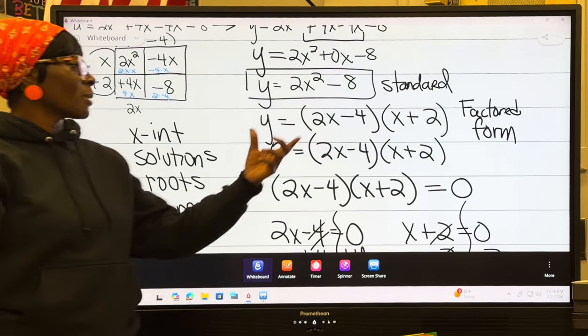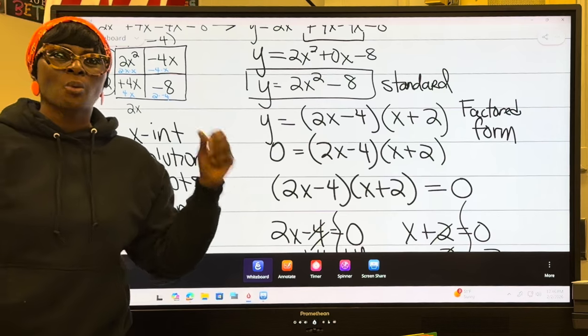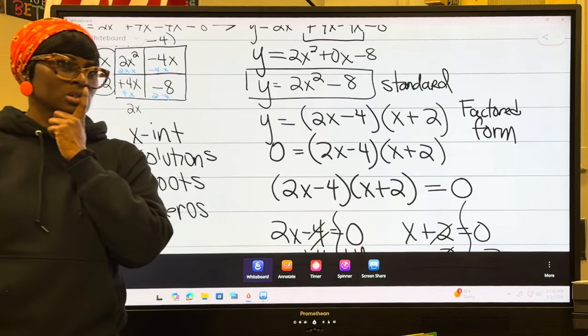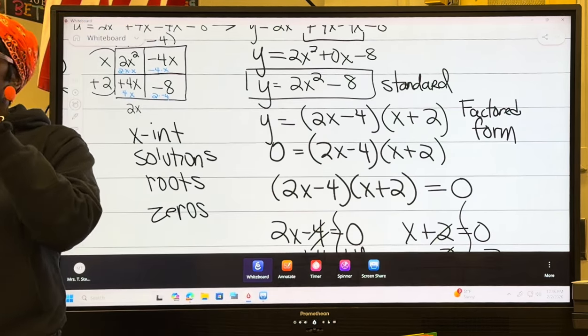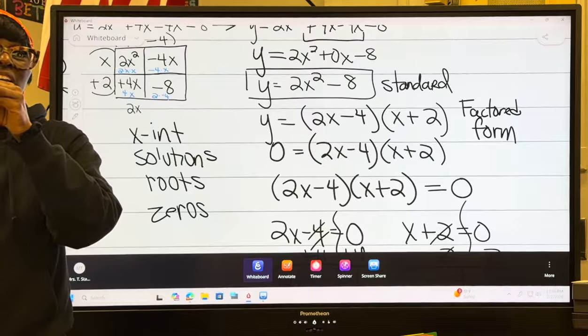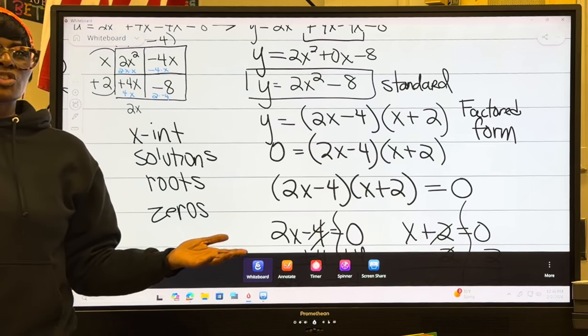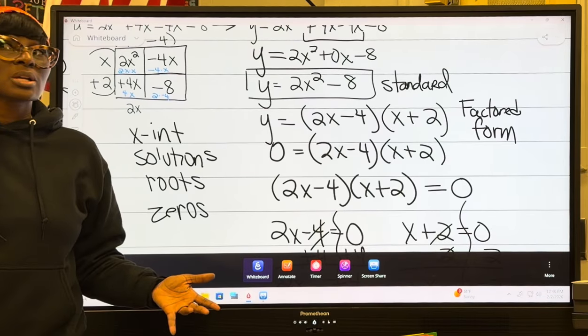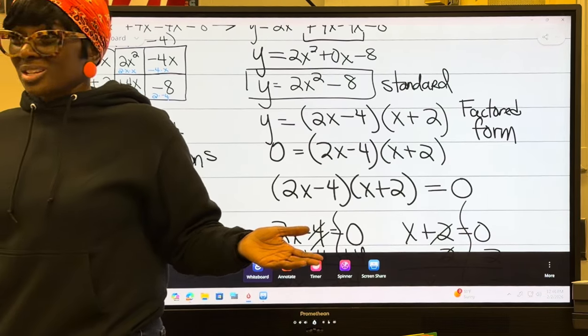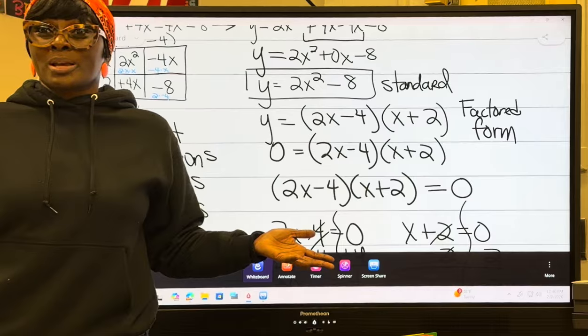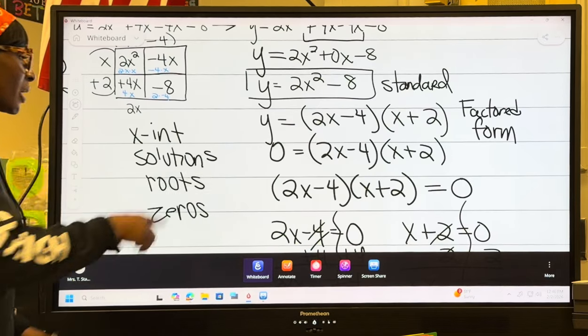And what am I going to do? I'm going to set them equal to 0. Why are we setting them equal to 0? Because we want the y's to be 0. Why? Because we're looking for x-intercepts. Why are we looking for x-intercepts? Because they are the solutions to the quadratic function. That's why I'm doing this in the first place. I'm trying to find the solutions. So I'm going to plug in 0.